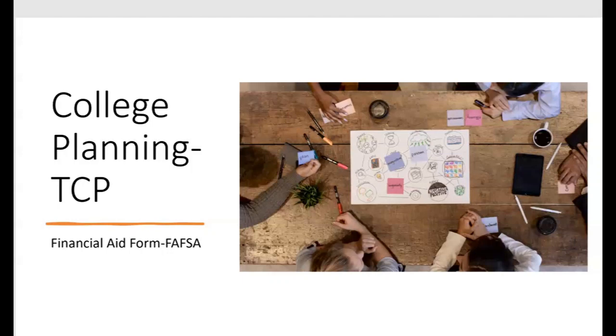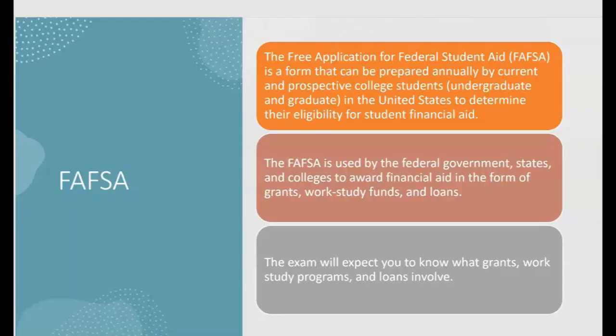What do you have to know about the Student Financial Aid Form called FAFSA? FAFSA stands for the Free Application for Federal Student Aid, and it's a form that can be prepared annually by current and prospective college students in the U.S. to determine their eligibility for student financial aid. To your clients, there's nothing more important than their kids' college education and how they're going to pay for it. So the CPA TCP exam is catching up with that need, knowing that many CPAs are going to be asked to do this kind of work. Help the client fill out the all-important FAFSA.